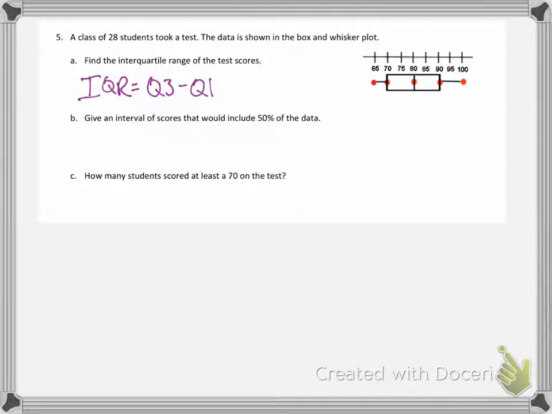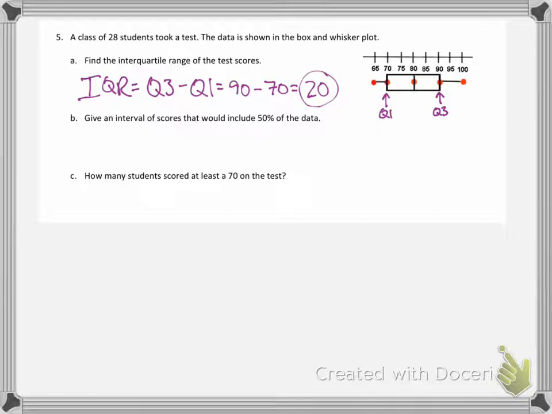So I have to look on the box and whisker. The lower quartile is the left side of the box. The upper quartile is the right side of the box. So the upper quartile in this case is 90. The lower quartile is 70. I'd subtract them. My interquartile range would be 20.